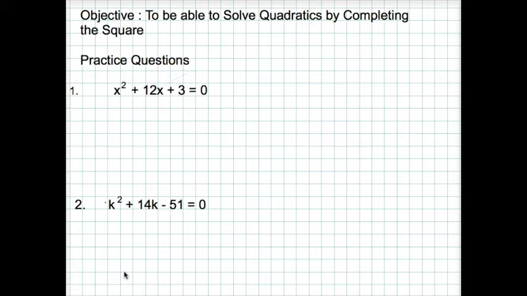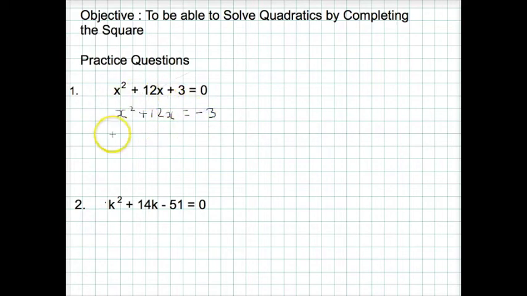Hi, welcome back. Let's now go through these two together. Question 1 then. What we're aiming to do here is we've got a quadratic. We're going to solve this by using the method of completing the square. So what we have to do first of all is set this up so that we've got x squared plus 12x. Take the 3 over to the other side and that's going to equal negative 3.